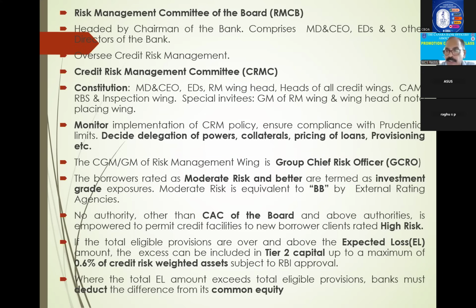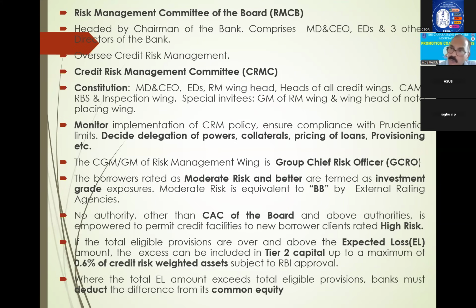Here, this 0.6, what is it? As per the standardized method, what Basel is telling, the old method I am telling, whatever your provisions are there, general provisions and loss reserves we call, all these provisions up to 1.25% of risk-weighted assets, you can include under your Tier 2 capital. Up to this level only permitted.